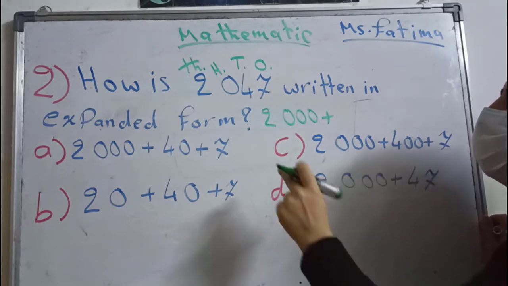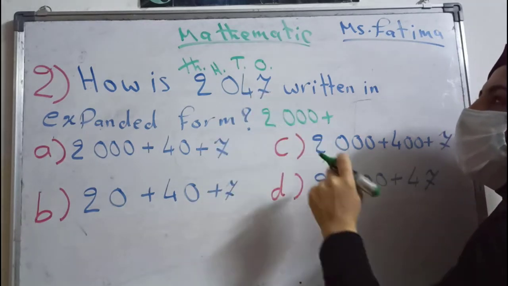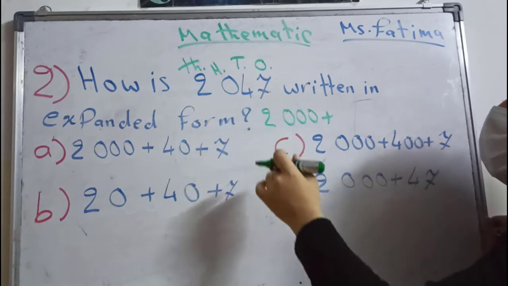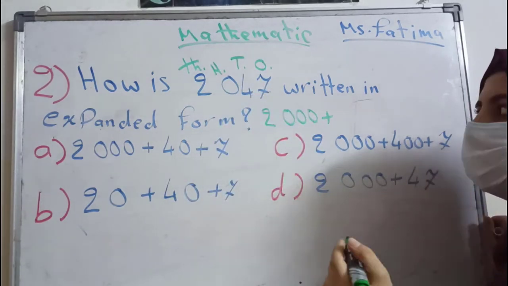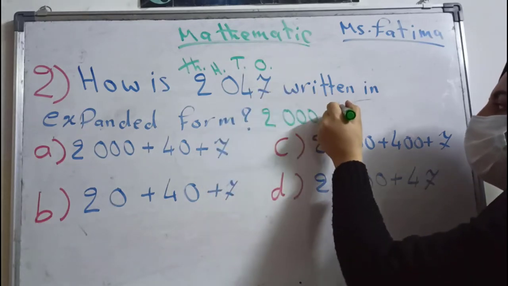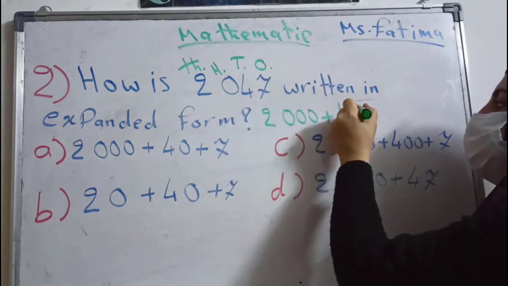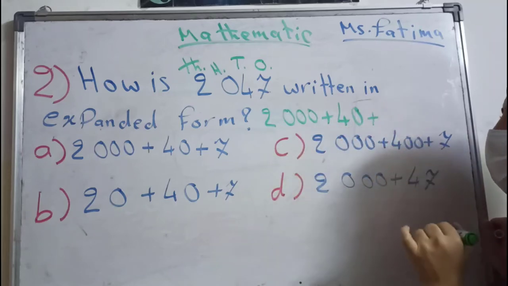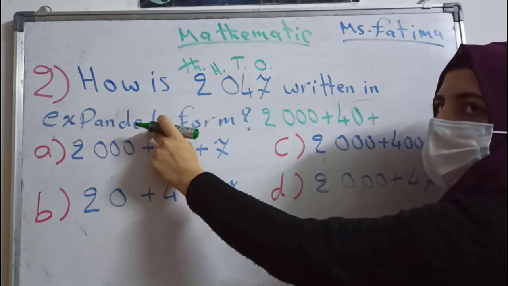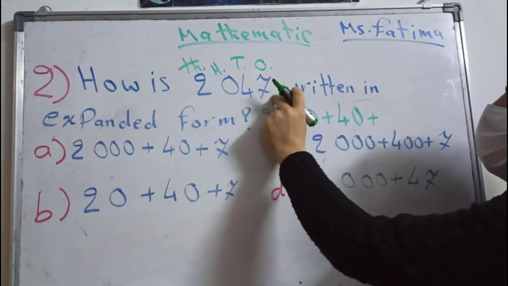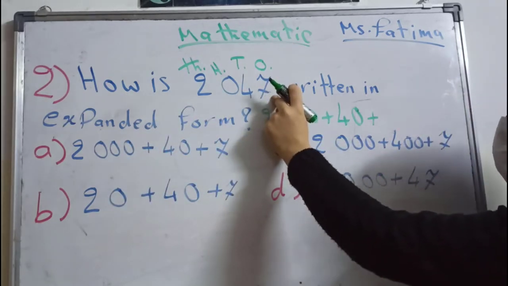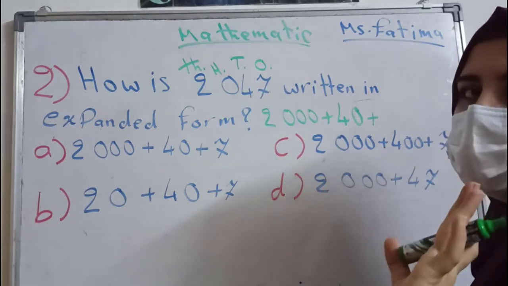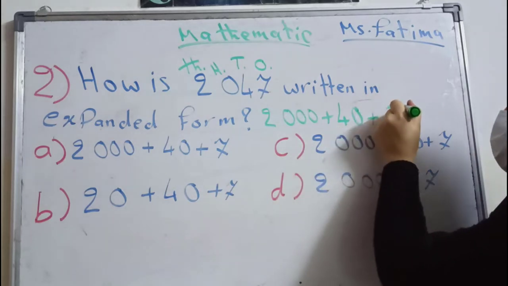After that we get to the tens. We have 4 in tens. We write the number with 1 zero added because it's in tens. Then we write 4 with 1 zero added. It's 40. After that we write plus again because it's expanded form, students. After that we write the ones. In ones we write the number like itself without adding any zeros. You write 7.